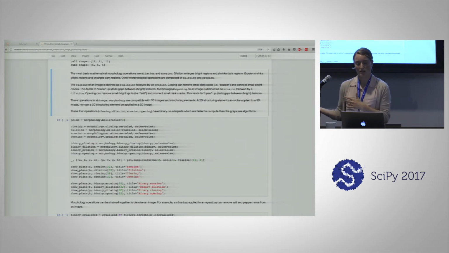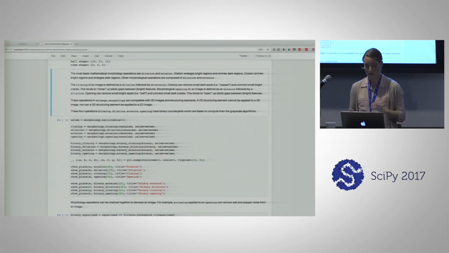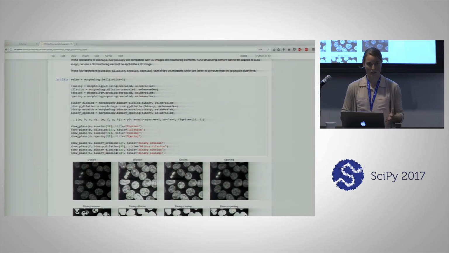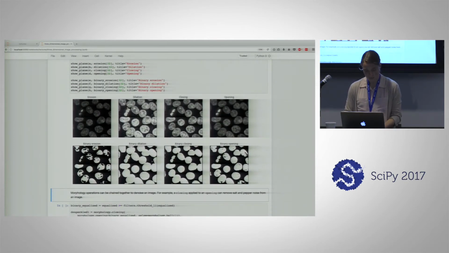Its counterpart is the opening, which is an erosion followed by a dilation. And that is good for removing the salt noise in an image. All of these are compatible with 3D images and 3D structuring elements. You cannot, however, apply a 2D structuring element to a 3D image and vice versa.